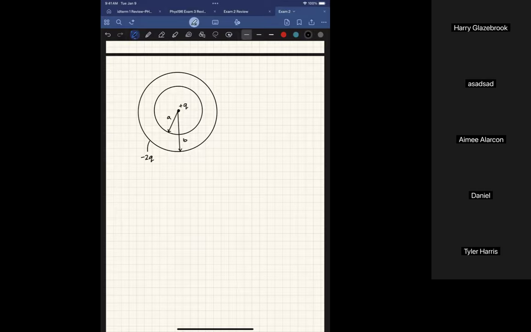Okay, so we have a hollow spherical shell made of metal with a point charge in the center. The inner radius of our shell is A. Our outer radius is B.